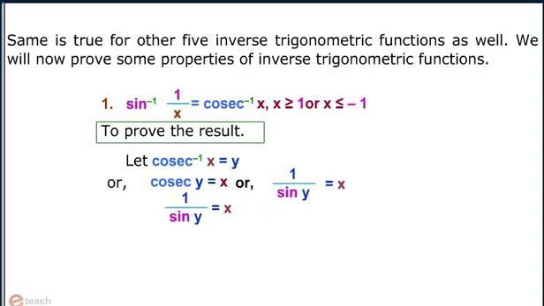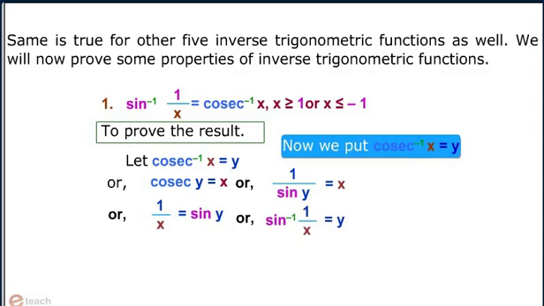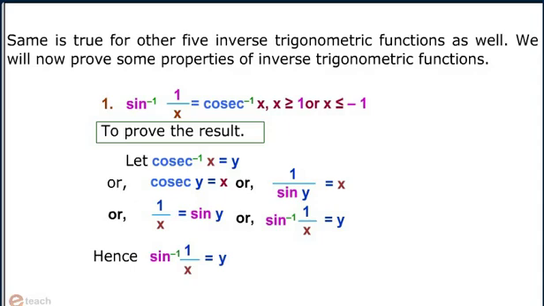On interchanging, 1 by x equals sine y. This implies sine inverse 1 by x equals y. Now, we put cosec inverse x in place of y. Hence, sine inverse 1 by x equals cosec inverse x.